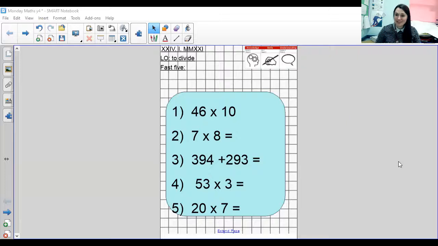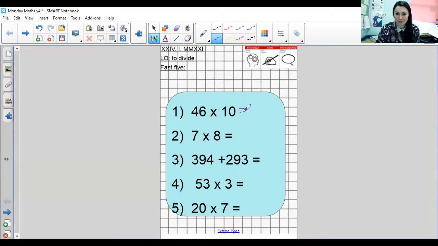So Year 4 team have asked me to look at revising bus stop method with you for your short division. So before we get to that, pause the screen, have a go on a bit of paper at these 5 questions to get our brains thinking mathematically. And after you've paused and had a go, I will go through the answers.